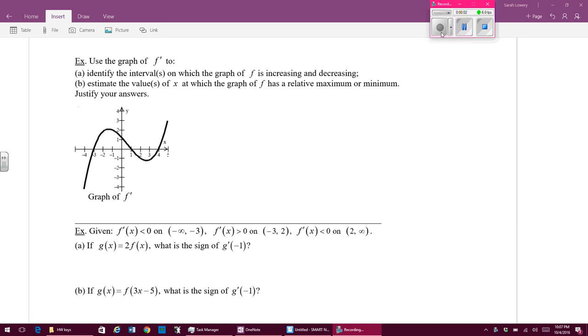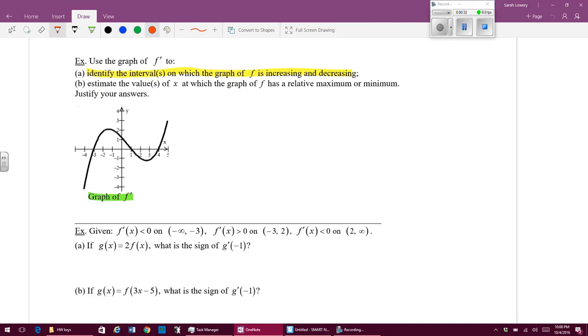Okay, so picking up where we left off in class today, I want to look at the next example discussing our first derivative. It says use the graph of f prime to identify the intervals on which the graph of f is increasing or decreasing. Now, the number one thing students always get tripped up on the actual AP exam is identifying what is the graph you're looking at. So I'm looking at f prime.